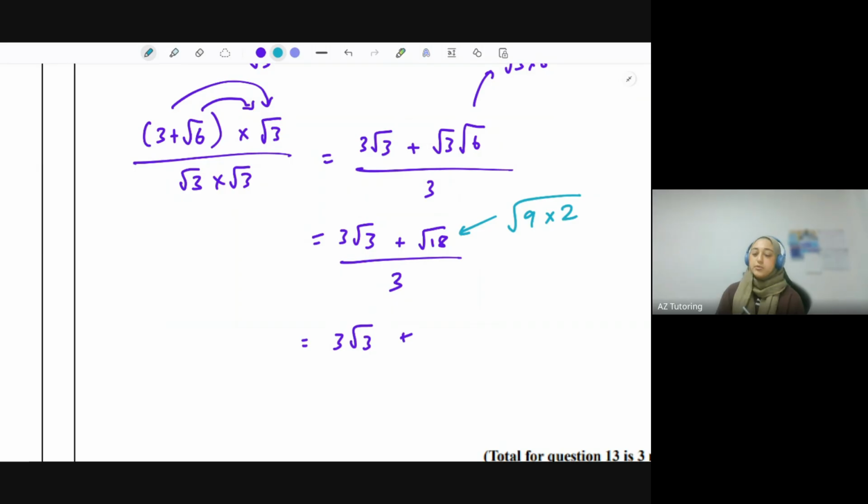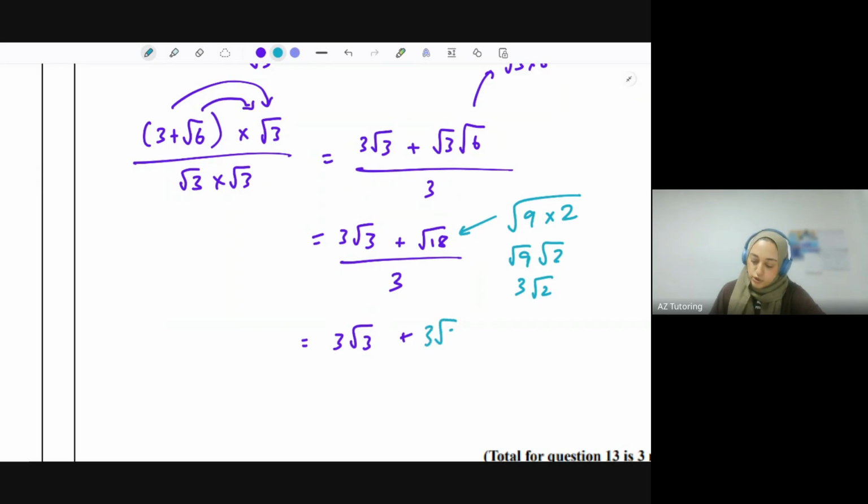I get times it by 2. So this is why surds is a higher topic, because you need to start questioning yourself, like, what would I do to cancel out something? And then root 9 times 2, I can write like this. And I know the square root of 9 is 3. And root 2 is just a surd.